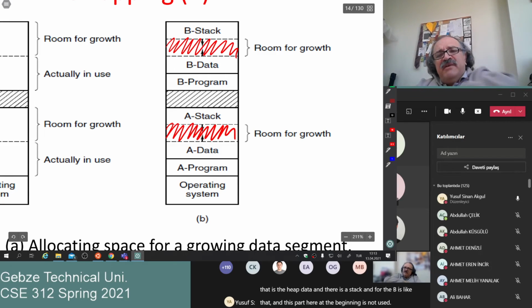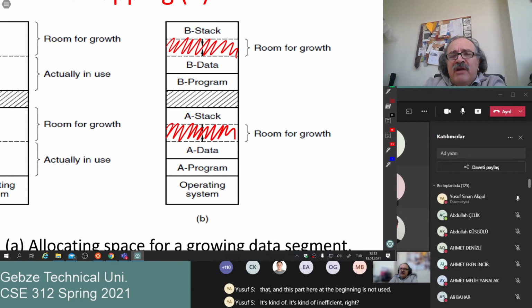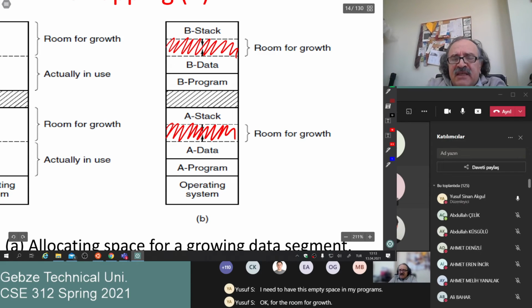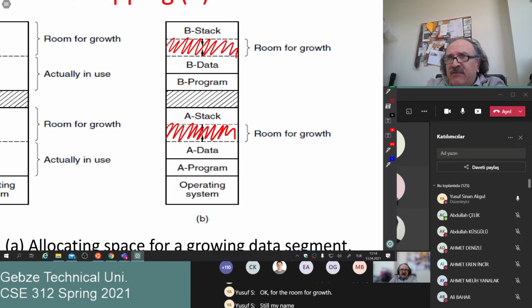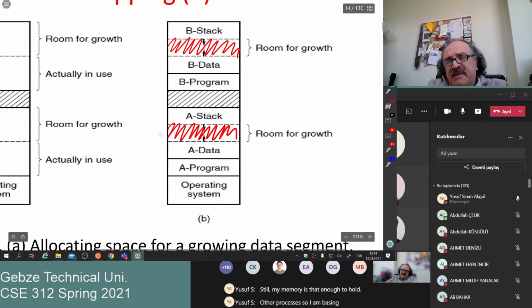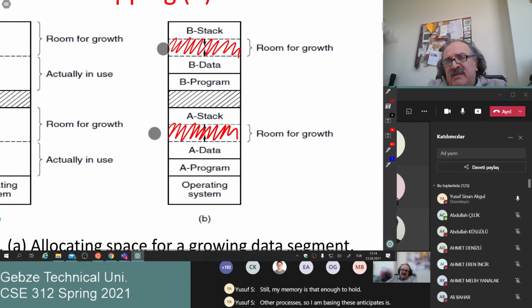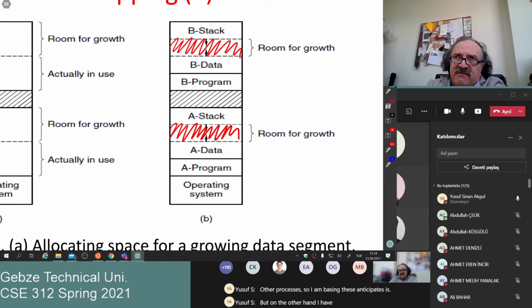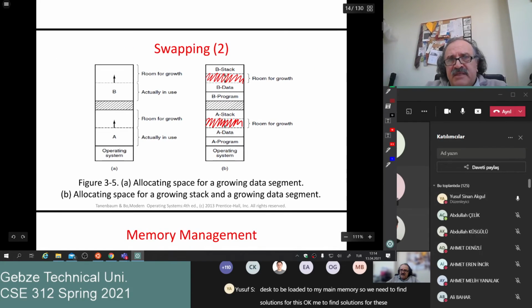It's kind of inefficient, right? I need to have this empty space in my programs for room for growth. Still, my main memory is not enough to hold other processes, so I am wasting these empty spaces. But on the other hand, I have many processes waiting on the disk to be loaded to my main memory. So we need to find solutions for these kinds of problems. That's called swapping. Okay, good.